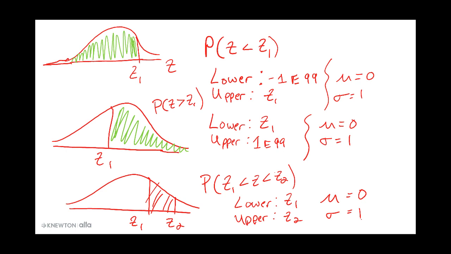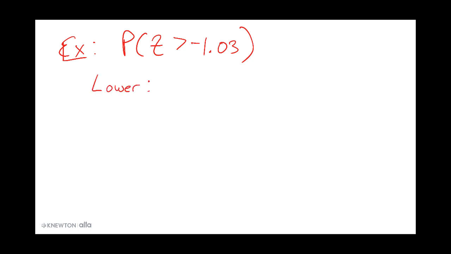So let's go through a few examples here. I'm going to stick with the z distribution. What if, for example, you were asked to find the probability that z is greater than negative 1.03? In this case, we're talking about going to the right of negative 1.03. So that means that our lower bound will be negative 1.03.